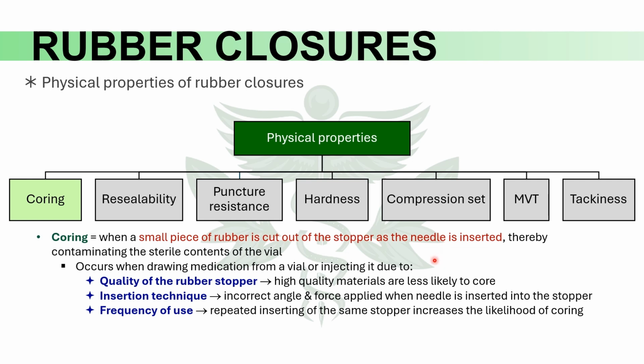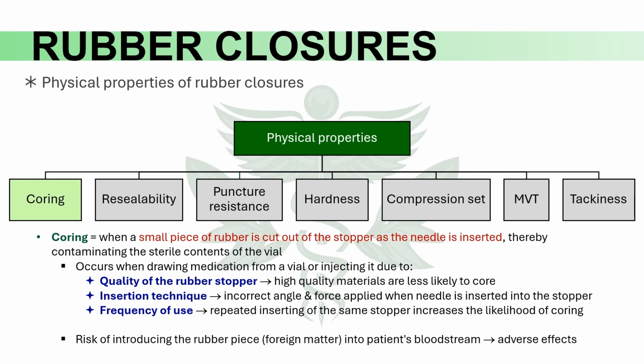Coring can occur when the needle inserts a rubber stopper of poor quality, when the needle is inserted at the wrong angle or by exerting great pressure, and when the same rubber stopper is repeatedly punctured. Coring can occur over time.